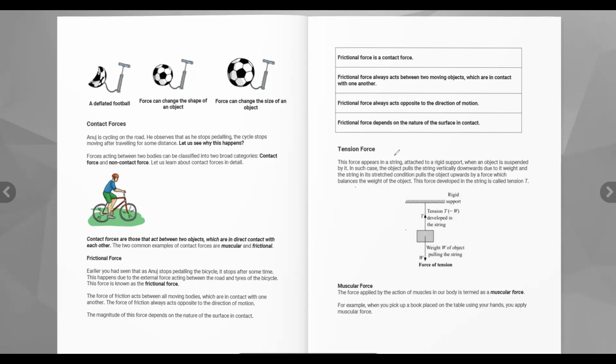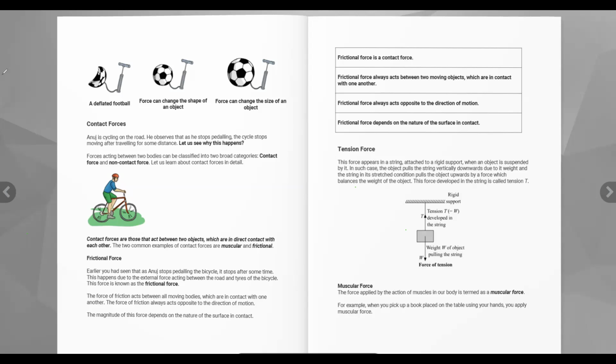Ma'am, from the rigid support or the hanger, the gravity is pulling the weight, and the weight is attached to a string. So in the downwards, there is the force of tension. No, no, no. Okay, Sumantra, you say, and after that I'm explaining. Let Sumantra explain, then I'm explaining you in simple words. Sumantra, tell.